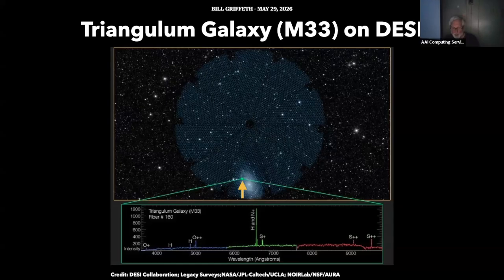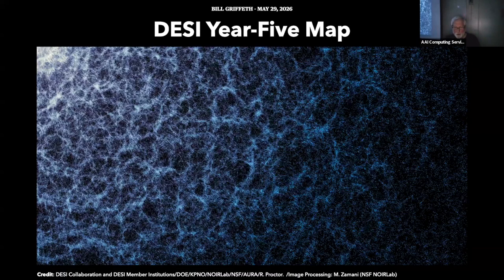Each spectrograph splits the light from its 500 fibers into 3 channels covering the blue end of the visible light spectrum, the red end, and the near-infrared spectrum. But the main output that this has yielded is a three-dimensional map of 47 million galaxies in the universe. 35 million were planned, but they actually did 47.